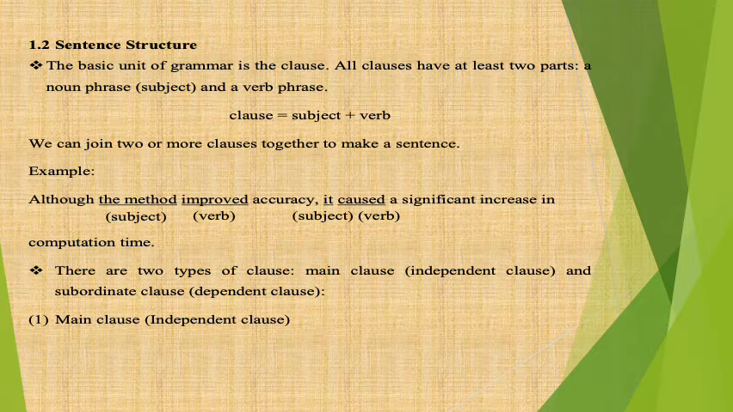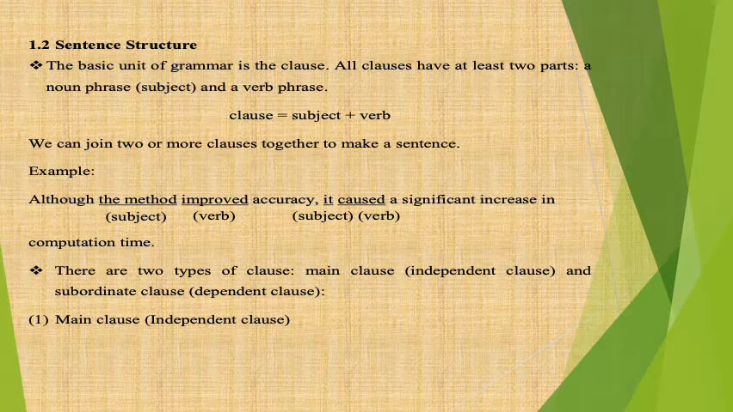Okay. The unit of grammar is the clause. All clauses have at least two parts, a noun phrase, subject and a verb phrase. It means the basic unit of grammar is the clause. All clauses consist of at least two parts: a noun phrase and a verb phrase.